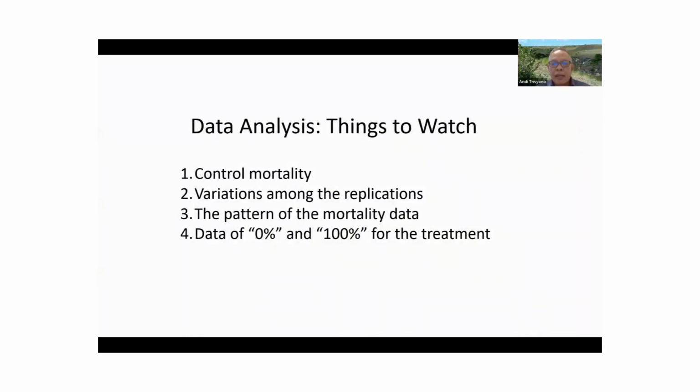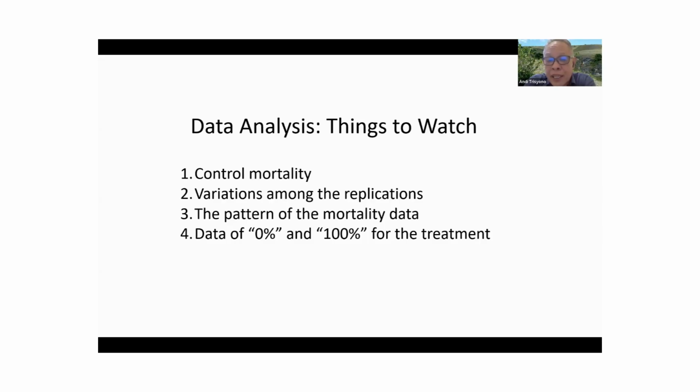Okay, I think I'm coming to my last items: analyzing and things to watch. First, control mortality. Second, variation among the replications. Third, the pattern of the mortality data. Does a higher concentration cause higher mortality, or the other way around?